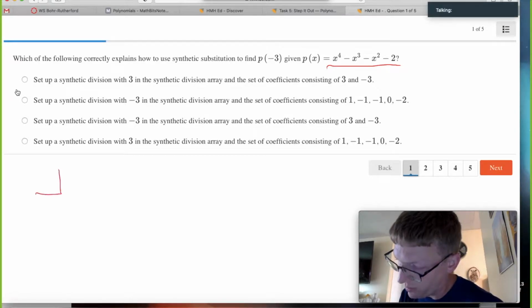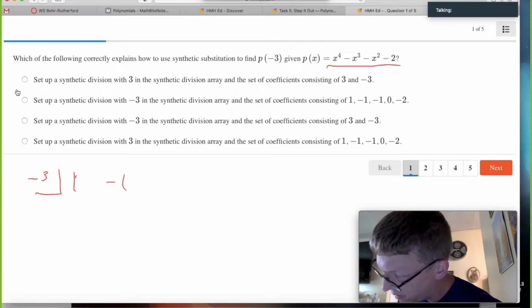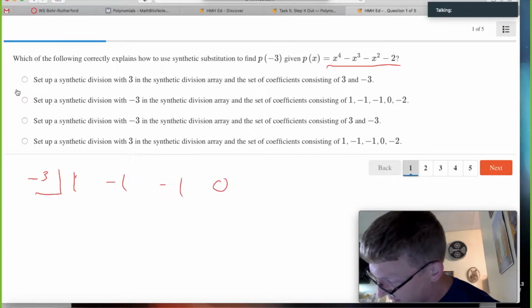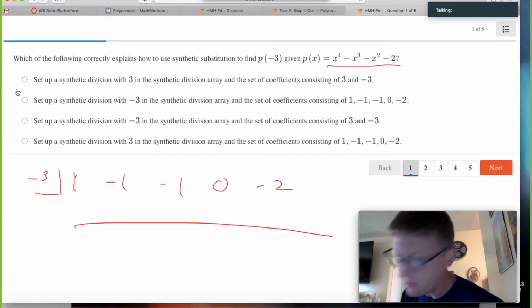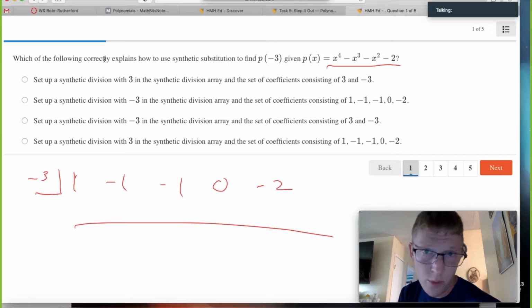Remember, for synthetic substitution, we would use the different coefficients. That would be 1, -1, -1, 0, because there's no x, and then -2. So that's how we'd set it up. We don't have to do that for this problem. We just have to say, set up a synthetic division with -3 in the synthetic division array, and the set of coefficients consisting of 1, -1, -1, 0, 2. So that one right there.